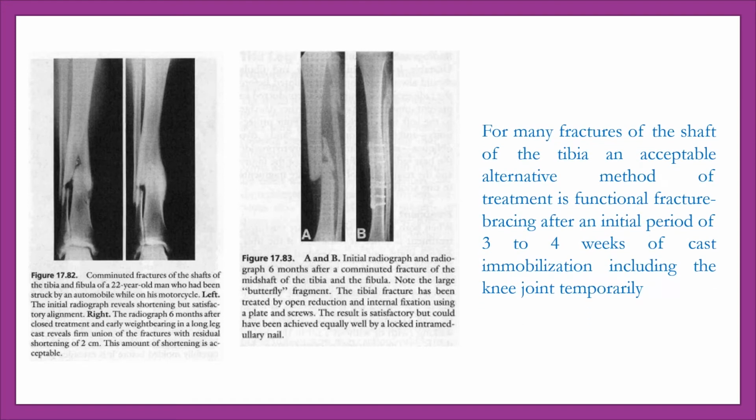For many fractures of the shaft of the tibia, an acceptable alternative method of treatment is functional fracture bracing after an initial period of 3 to 4 weeks of cast immobilization, including the knee joint temporarily.